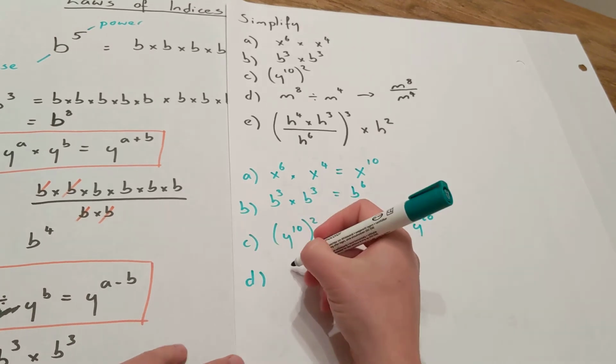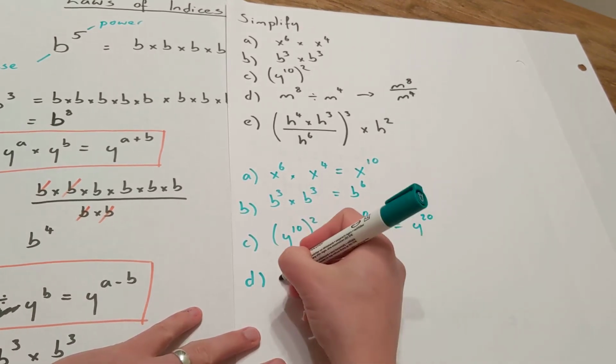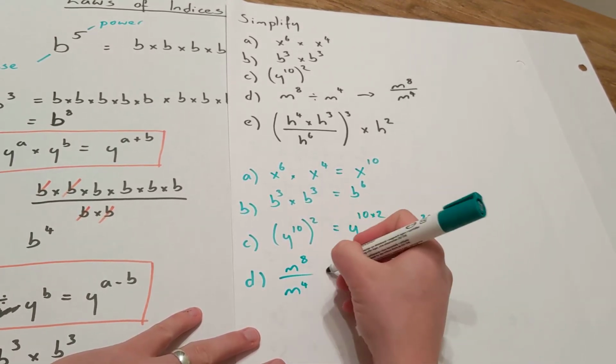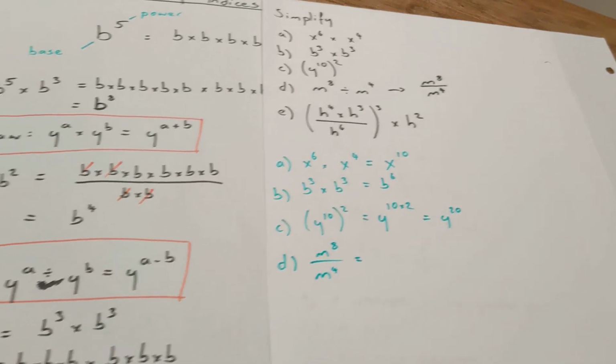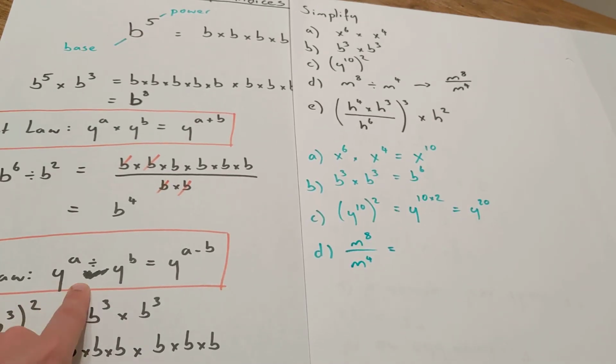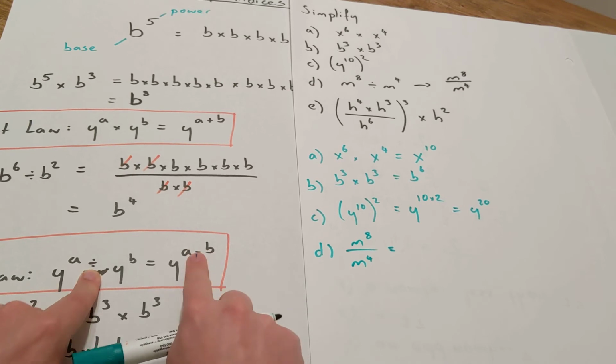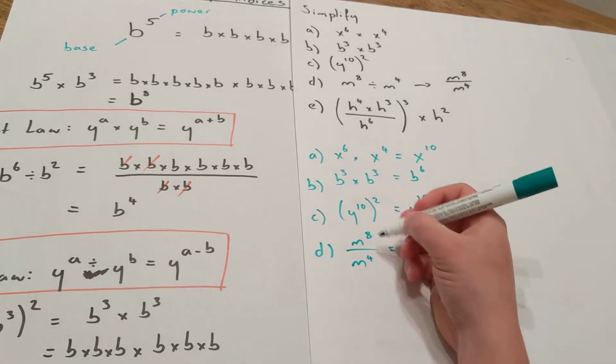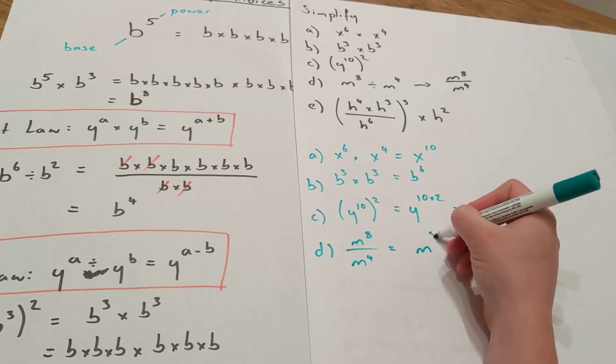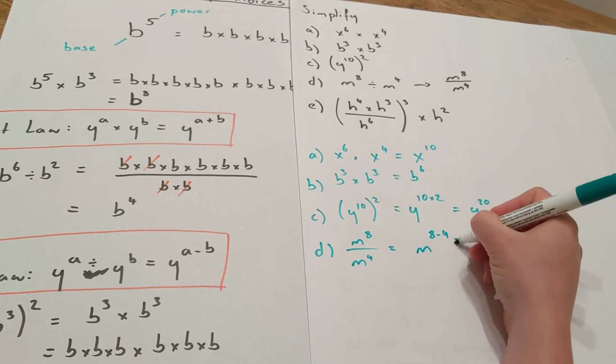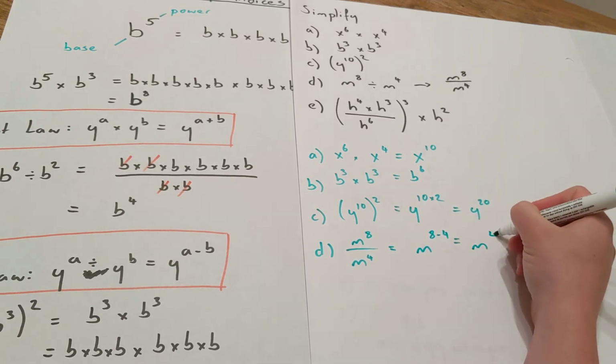So let's look at that. We've got m to the 8 divided by m to the 4. And what our second law tells us is that if the bases are the same and you're dividing them, you just take the powers away from each other. So that's going to be m to the 8 take away 4, which is m to the 4.